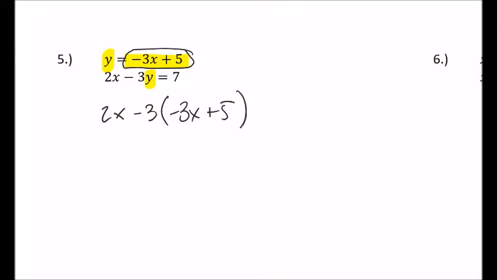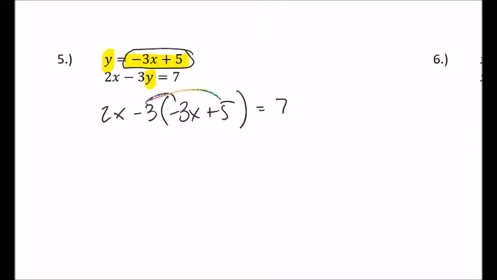I'm able to plug that 4 in. I had to give you at least one problem that posed some type of challenge. Let's try this one out. If you haven't tried this one, pause the video, try it first. Now I know that y is equal to negative 3x plus 5. This y right here is a negative 3x plus 5. Okay, here we go. 2x minus 3. This right here is what y really is. Negative 3x plus 5 equals 7.